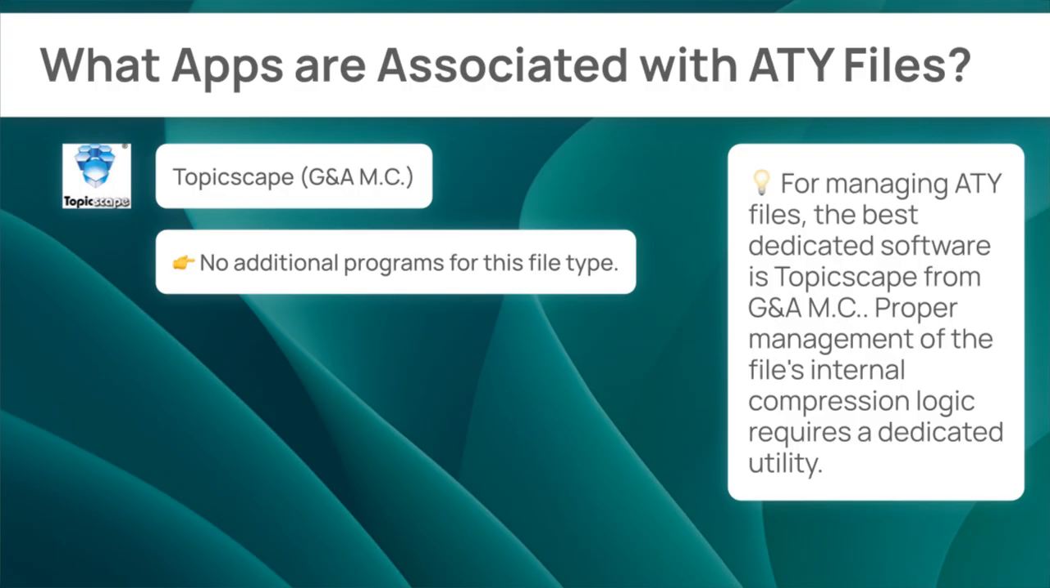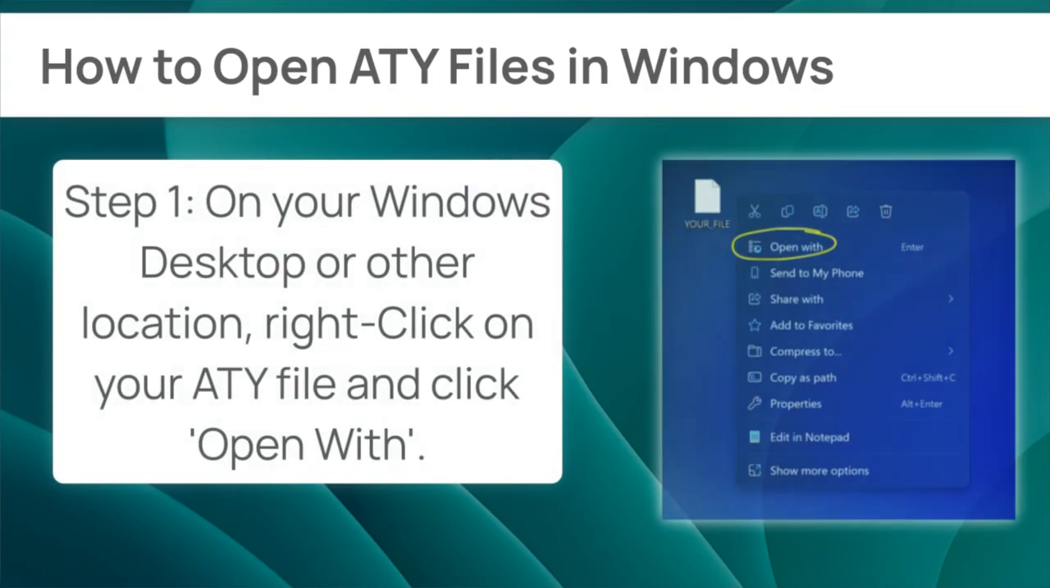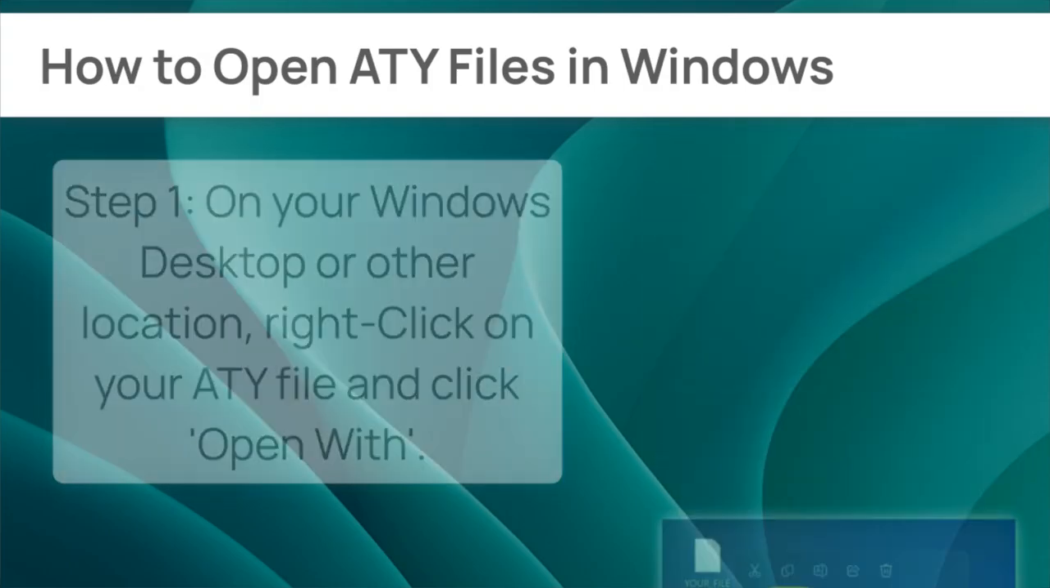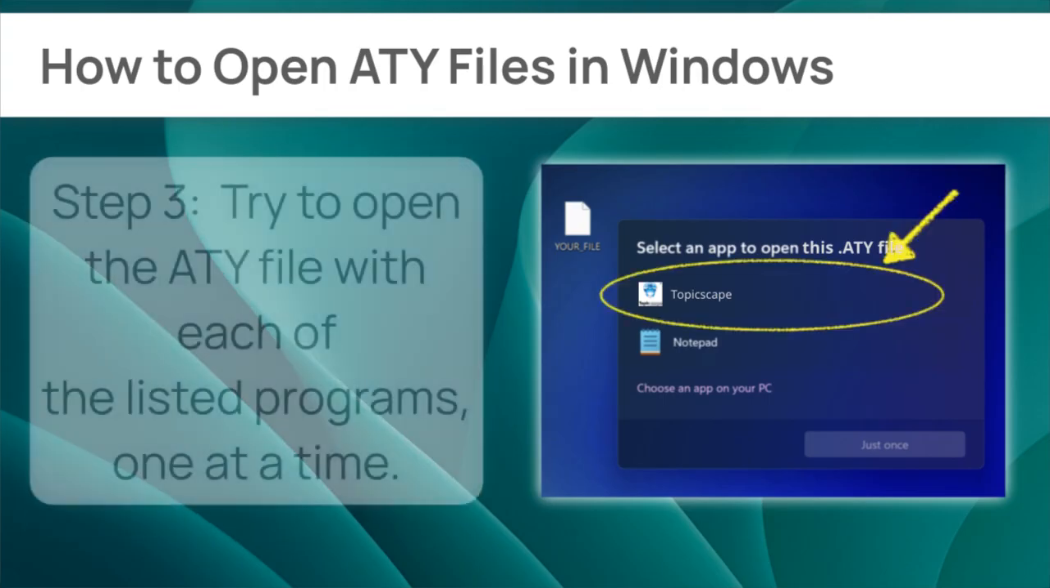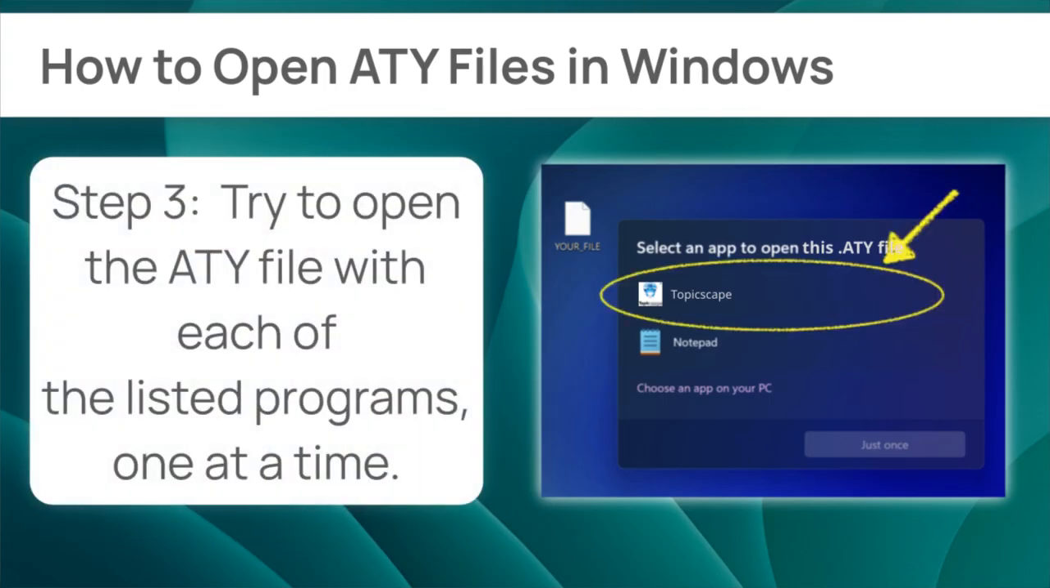Windows can read and edit text documents with minimal overhead. Begin the search for the correct application handler. Right-click the ATY file and choose Open With. Use TopEscape first. If it's absent, select another program. This test sequence is necessary for all stubborn file errors.